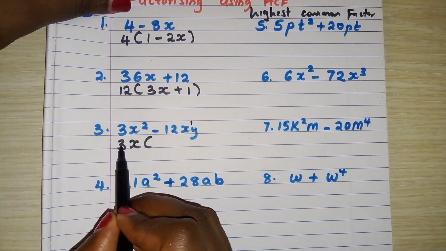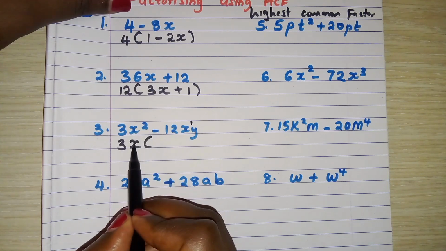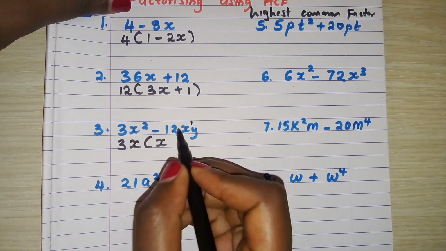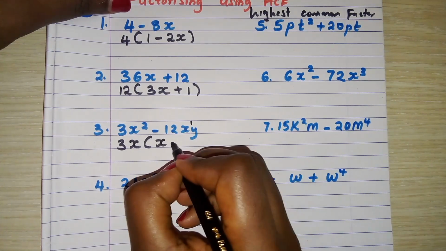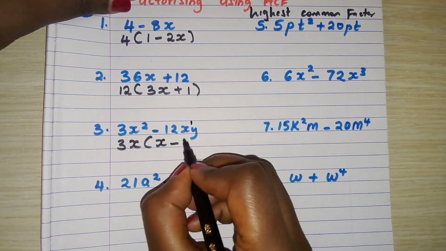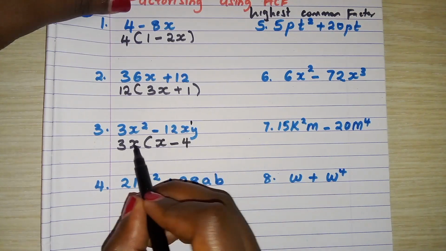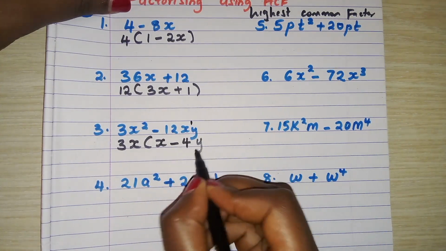3 divided by 3 is 1. X squared divided by x is x, because you have two x's, then you take away 1, so you're left with 1. 12 divided by 3 is 4. X divided by x is 1, and then you're left with y.